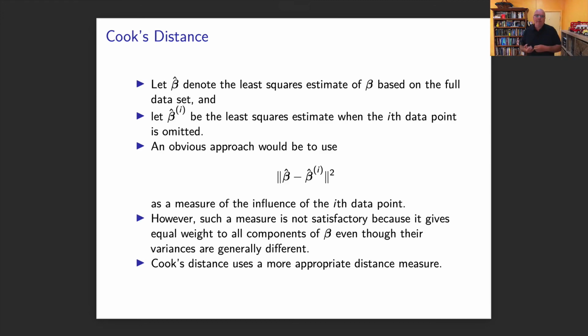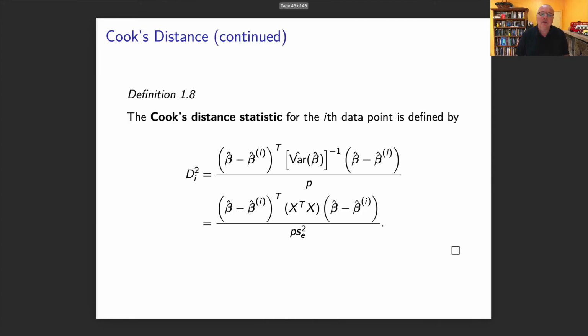So if we let b hat be the full model and b hat i be the one where you've taken the ith data point out, one thing you could do is look at the distance between the full model and the model when you take the data out. But we know that individual coefficients have different variance, so we want to take that into account. And that's what this does. It's called the Cook's distance.